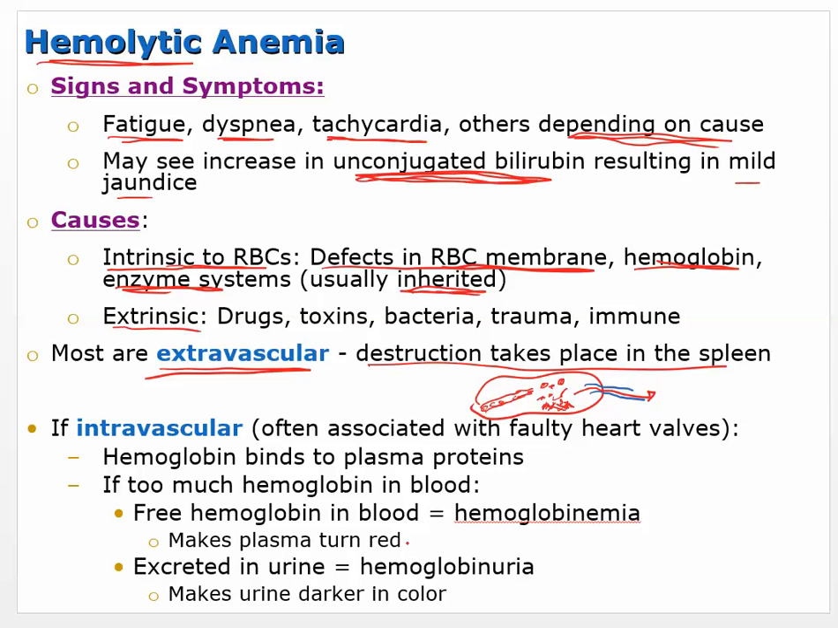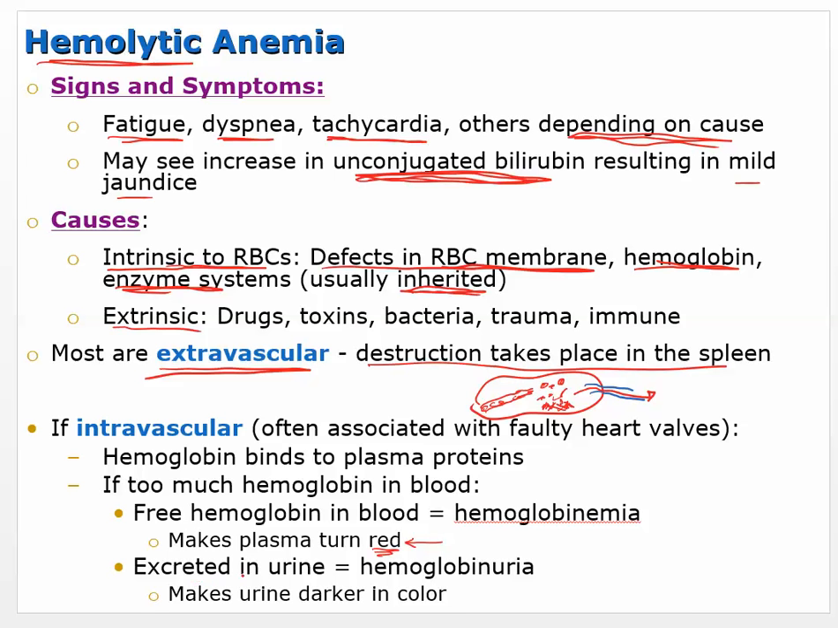Okay, and that's going to make your blood plasma, which is normally a nice straw yellow color, turn red. Okay, so I hope that makes sense. If it's breaking down without a system to phagocytose it and get rid of it, then it's just going to be in the plasma as a broken red blood cell.